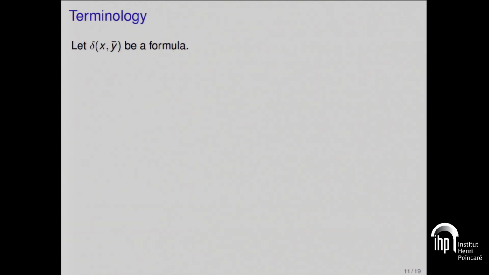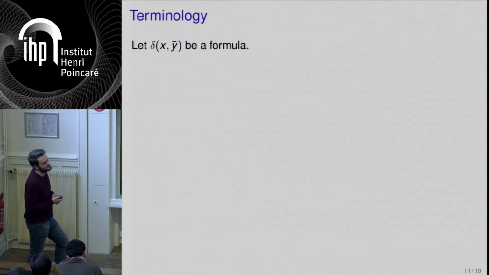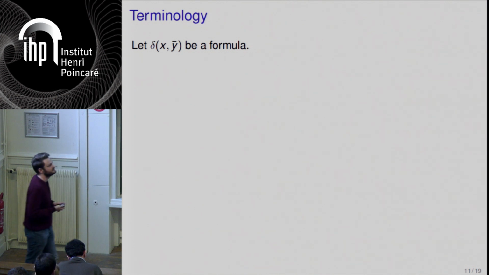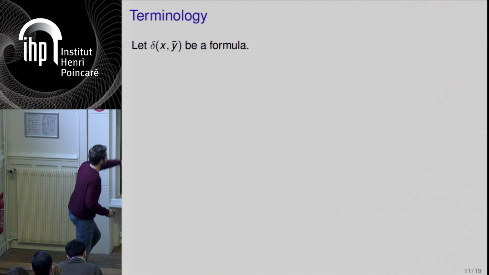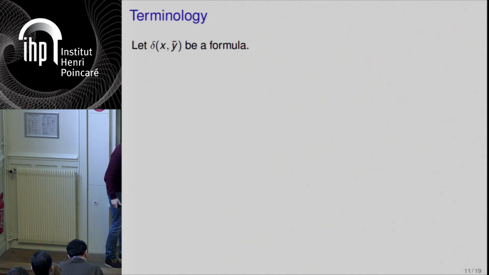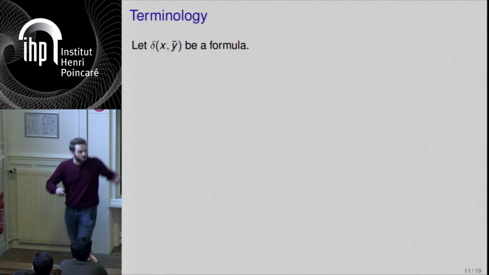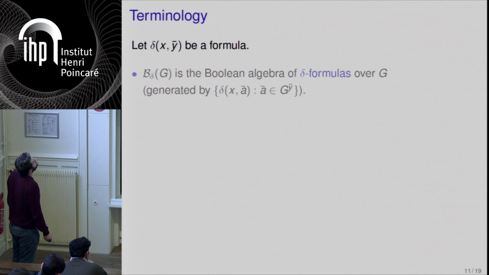And now I have to go through a slide of terminology. Some of it will be important to remember, not all of it. I hope most of it's familiar. So I'm going to let delta(x, y) be some formula in my language. Again, you can think about this formula where, say, A is definable, or you have a predicate naming it or something like that. If you want to think about it that way, it's fine. But you can work with any formula here for these notions.